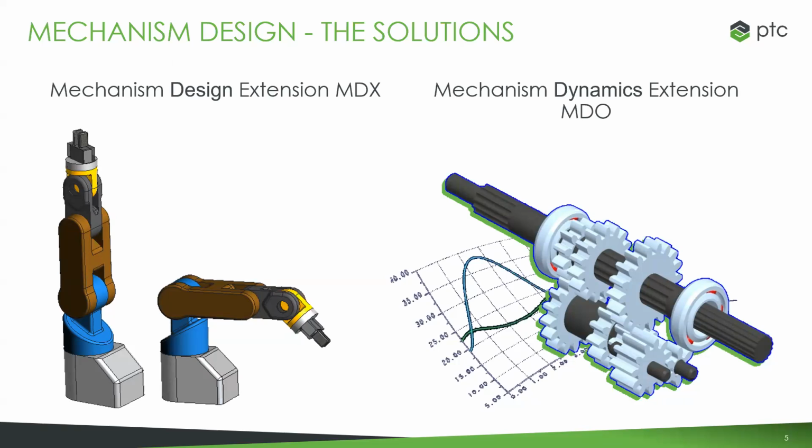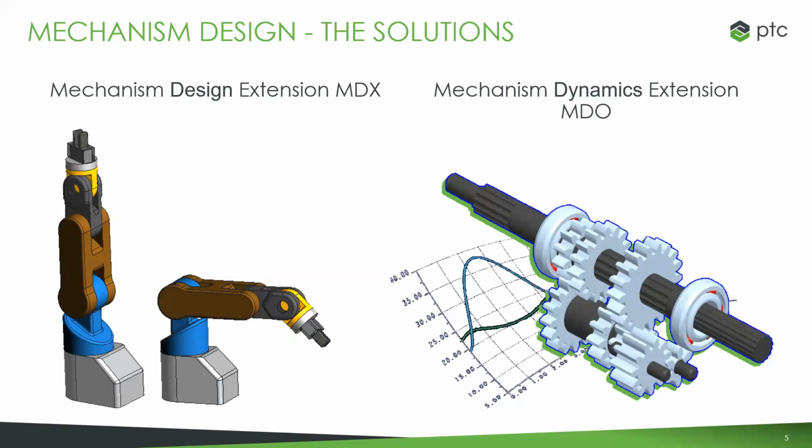Right. But as I was saying, we have two different sides here. You have mechanism design and then mechanism dynamics. So mechanism design, first and foremost, we're looking at mechanisms. You're simulating them, looking at the ranges of motion, looking at interference, and essentially just integrating all those capabilities into your standard types of models and assemblies.